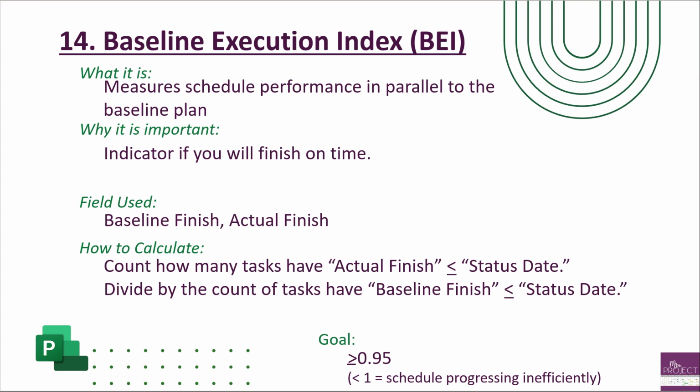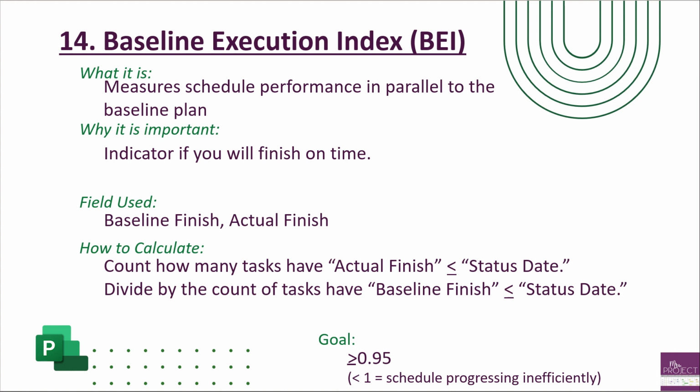So a recap on the BEI metric is it's just another form of earned value. Very similar to your CPI and SPI, instead of counting your cost in hours, it's looking at the count of tasks. What did you have planned versus what did you actually get done? This is important because performance history is a good indicator if you will finish on time.